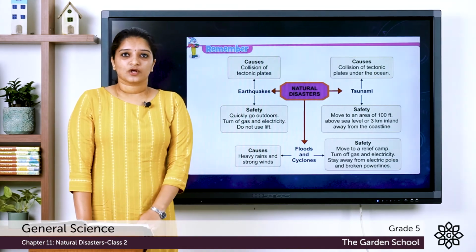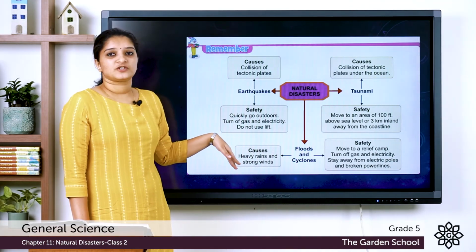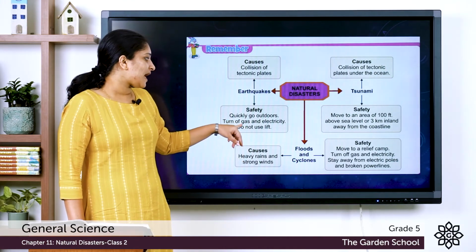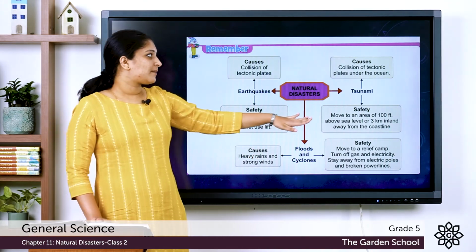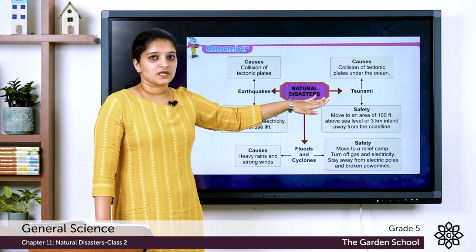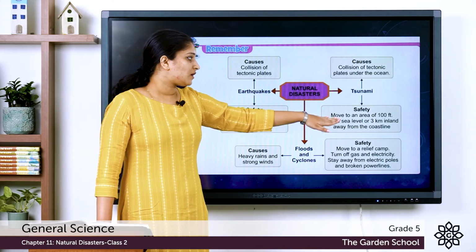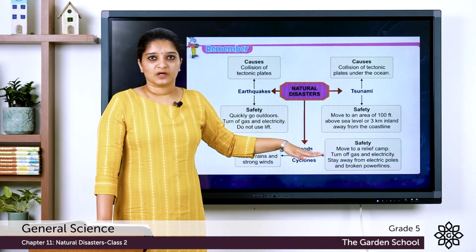First, earthquake. The cause of an earthquake is the collision of tectonic plates, and the safety measures to be followed are to quickly go outdoors, turn off the gas and electricity, and not use a lift. Then we learned about tsunami. The cause is the collision of tectonic plates under the ocean, and the safety measure is to move to an area 100 feet above sea level or 3 km inland away from the coastline.